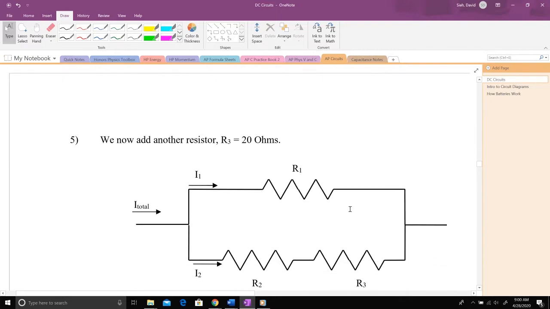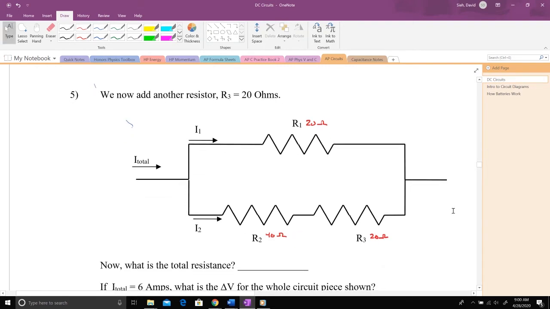Okay, finally, now we're going to add in a third resistor to the same circuit we were just working with. All right, so take a look up here. Again, this guy was 20 ohms. This guy was 40 ohms. Now we're going to add another 20 ohm in here.